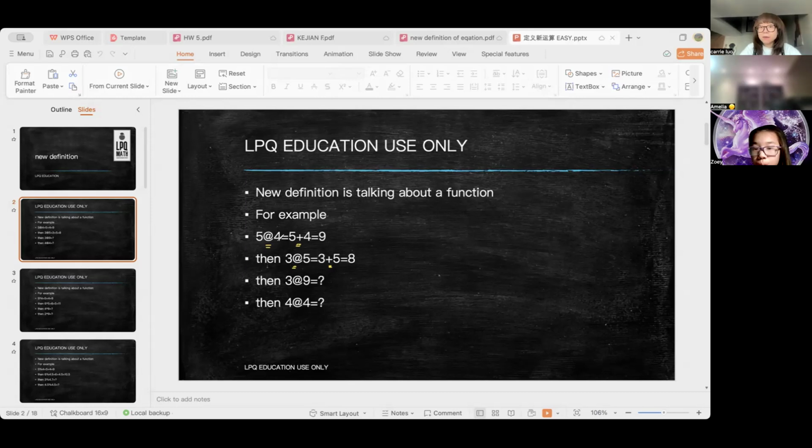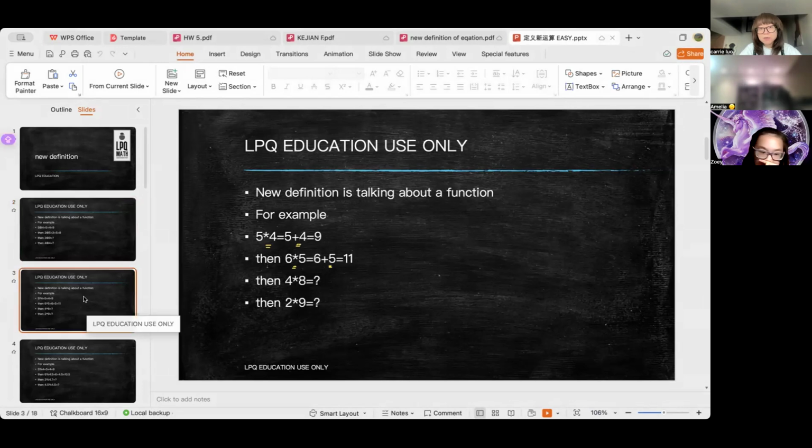Okay, so Amelia, what is the answer for the first one? 3 at 9 equals 12. Very good. How about you, Zoe, the second one? 4 at 4 equals 8. Very good. Very easy, right?